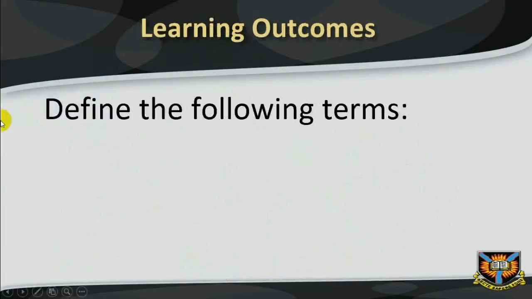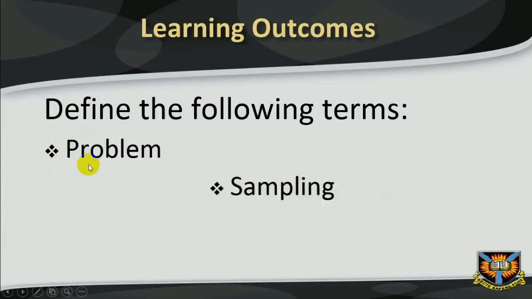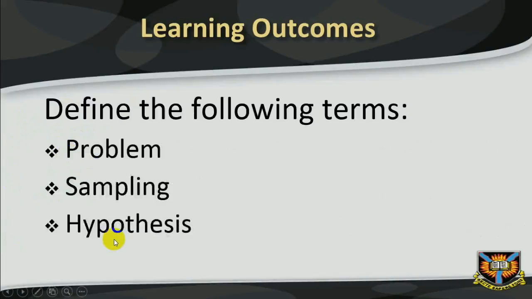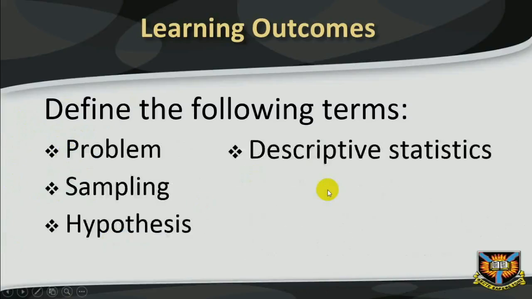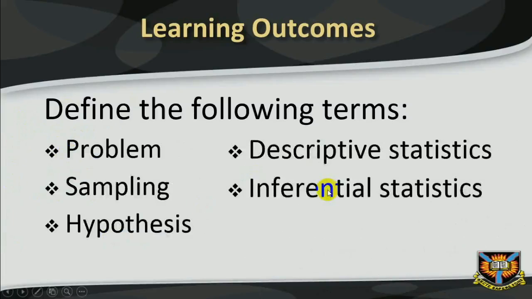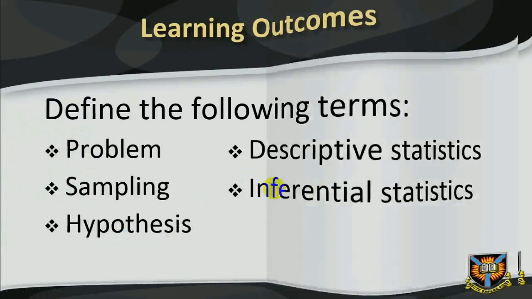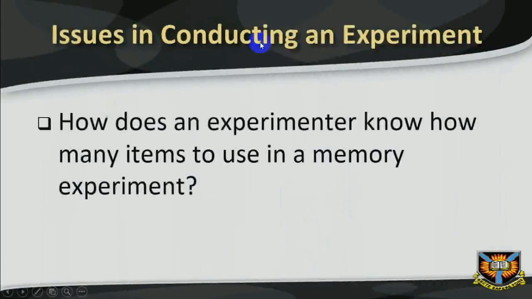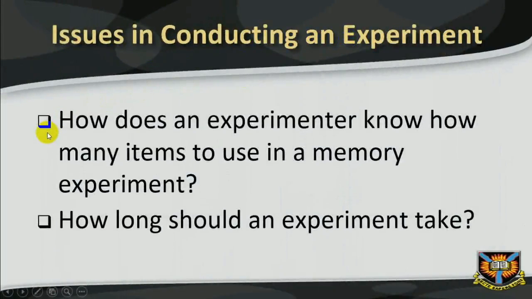Learning outcomes. When you have studied this session, you should be able to define and use correctly all of the key words printed in bold: problem, sampling, hypothesis, descriptive statistics, and inferential statistics. Issues in conducting an experiment.